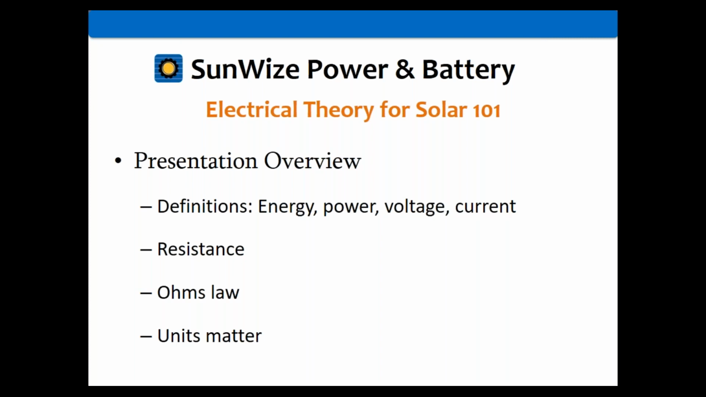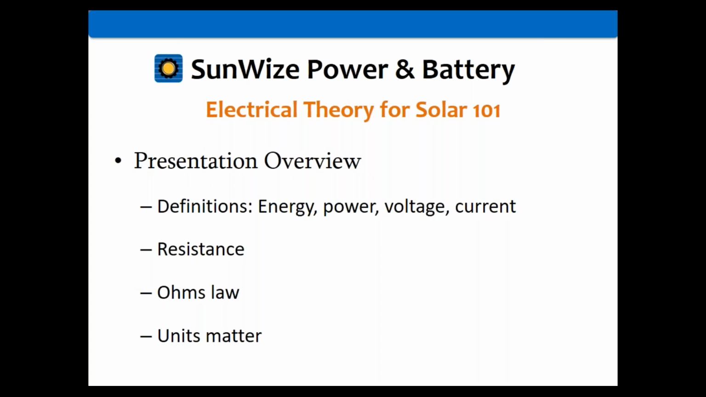So again, this is electrical theory for Solar 101, and what that does mean is there will be a 102, and so we're going to try to start with some of the basics. And again, if you try to bear with me through some of these things, you'll see how they do apply to you and why you should care about them, why you need to think about these things. So with that said, we're going to start with some of the simple stuff, just some basic definitions of energy, power, voltage, and current. And then from that, that's going to lead into resistance.